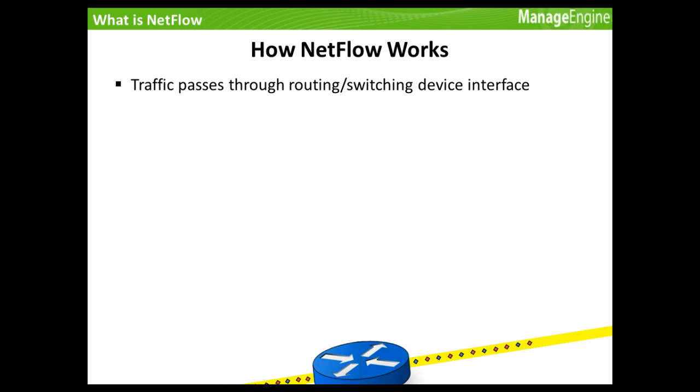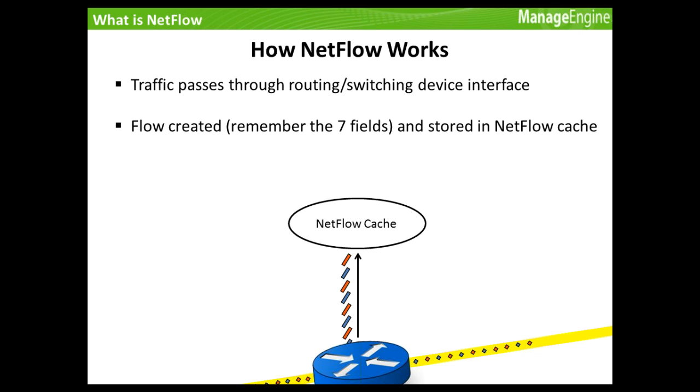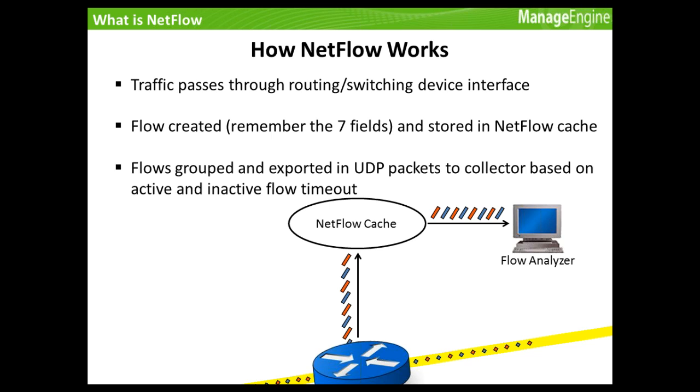So how it works is your traffic passes through your routing and switching device interfaces, and a flow is created from those 7 fields which we talked about. Based on the 7 key fields as well as the additional non-key fields, a flow is created and stored in the NetFlow cache, which is actually within the router. Now, the flows are grouped and exported in UDP format to a collector based on the active and inactive flow timeouts which you specify. When you configure NetFlow or S-Flow on your device, you have to specify how frequently the packets have to be exported. And with NetFlow, the lowest is actually 1 minute for active flows. Which means every 1 minute you're getting an update about the active conversations that are happening on your router.